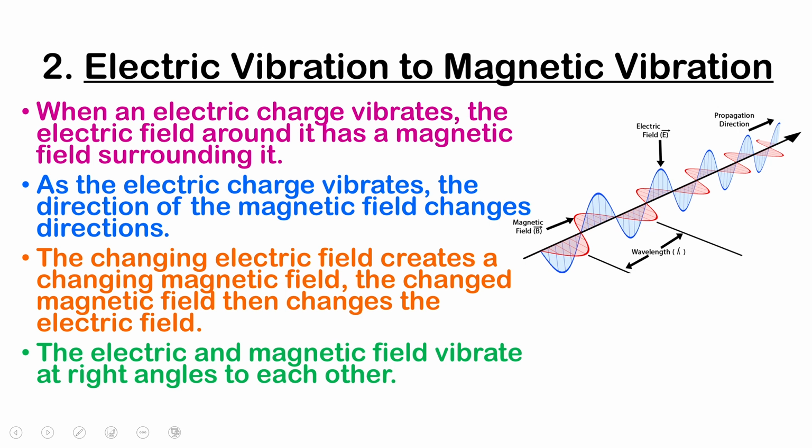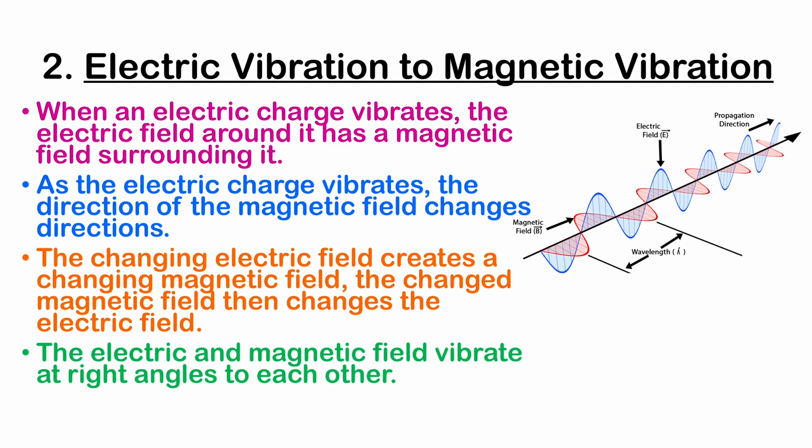So electric vibration to magnetic vibration. So we have this electric charge that's vibrating, and this electric field has a magnetic field surrounding it. Okay, so as the electric charge vibrates, the direction of the magnetic field changes directions. Okay, so it's got that wave-like property. The changing electric field creates a changing magnetic field. The changed magnetic field then changes the electric field.